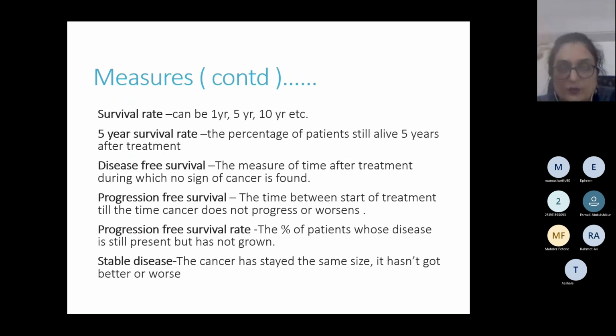It is important for us to know the survival rate because generally the patients or even the patient's family members would like to know how long the patient is going to live. So for that purpose, survival rate is also required.